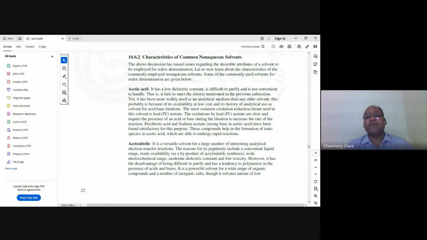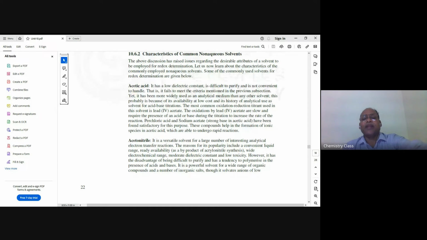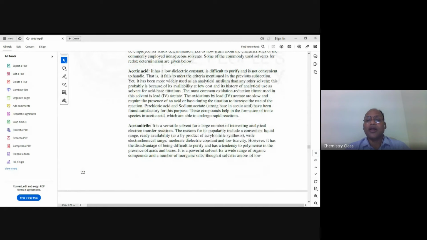That is why it fails to meet the criteria mentioned in the previous subsection. So that means acetic acid is not a good type of solvent. Okay, acetonitrile is a versatile solvent for a large number of interesting analytical electron transfer reactions. The reasons for its popularity include a convenient liquid range, ready availability, a wide electrochemical range, moderate dielectric constant, and low toxicity.